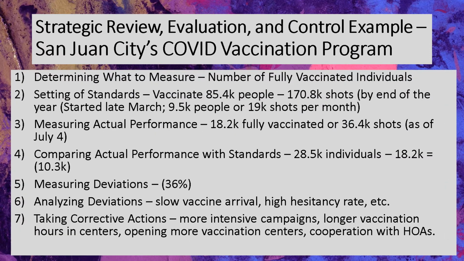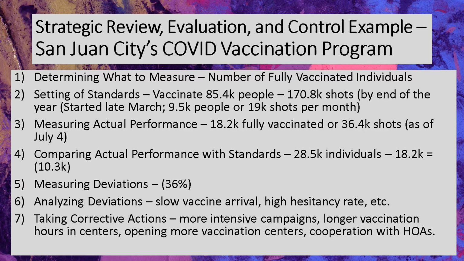Applying the steps in strategic review, evaluation, and control, here is San Juan City's COVID vaccination program. So number 1, the number of fully vaccinated individuals will be measured. Second, the goal is to vaccinate 85,400 people, which equates to 170,800 shots by the end of the year. They started in late March. To reach that goal, the city needs to vaccinate 9,500 individuals per month, which will need 19,000 shots.